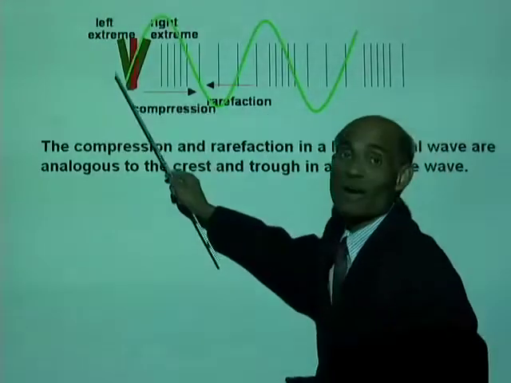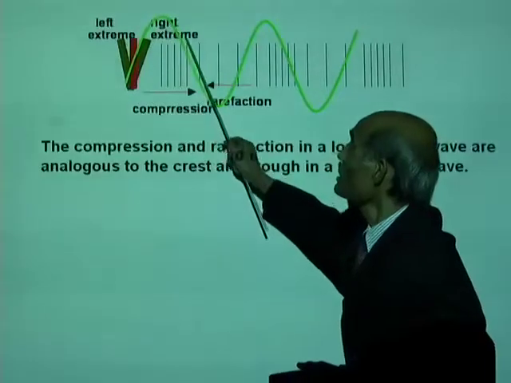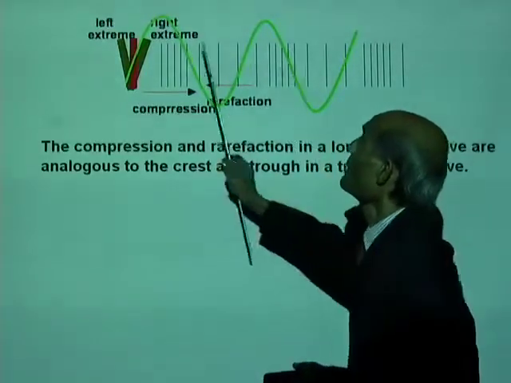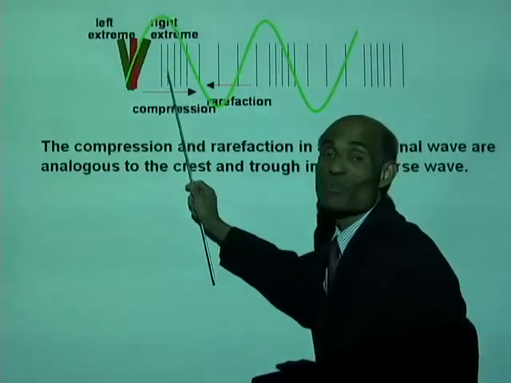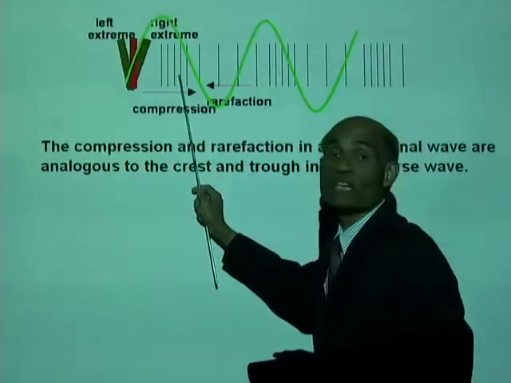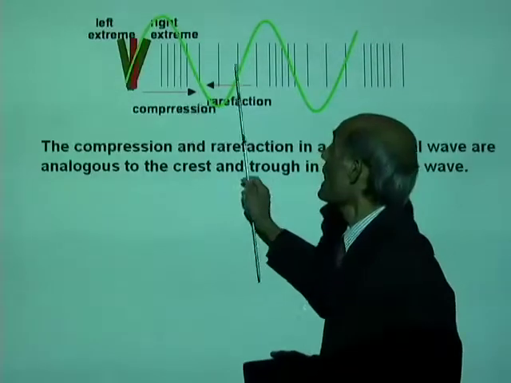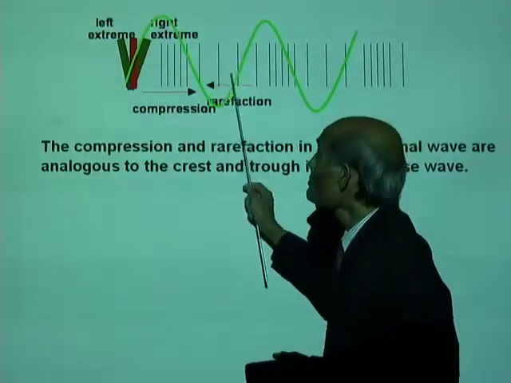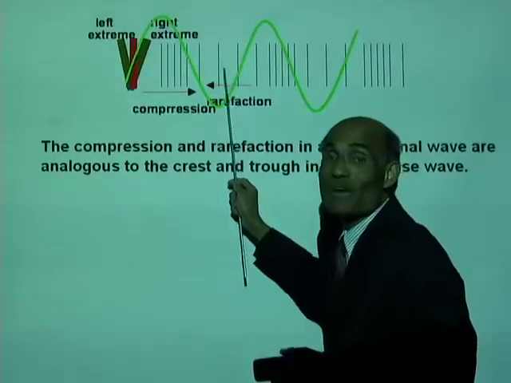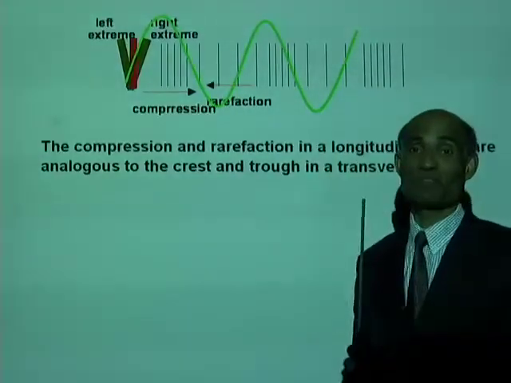There you are. So I have drawn now a transverse wave form. The crest of the transverse wave corresponds to the compression of the longitudinal wave, and the trough of the transverse wave corresponds to the rarefaction of the sound wave.